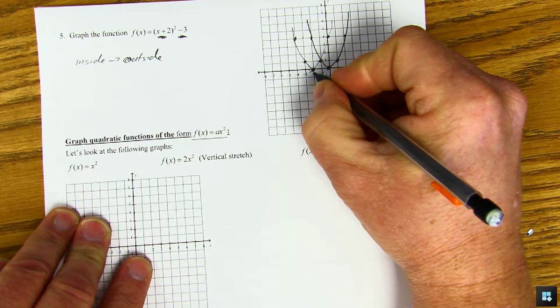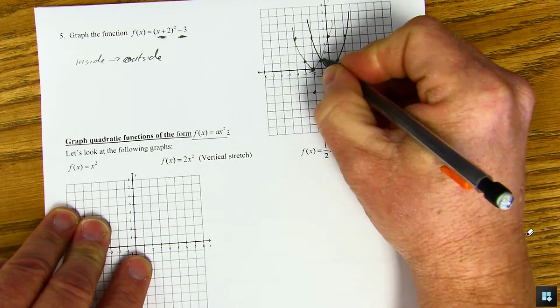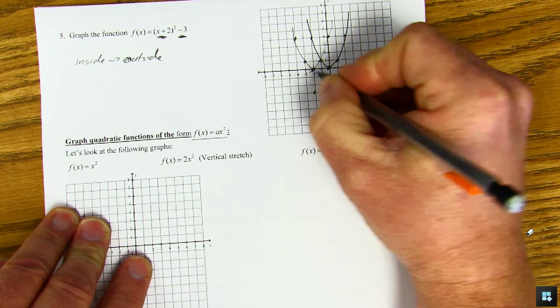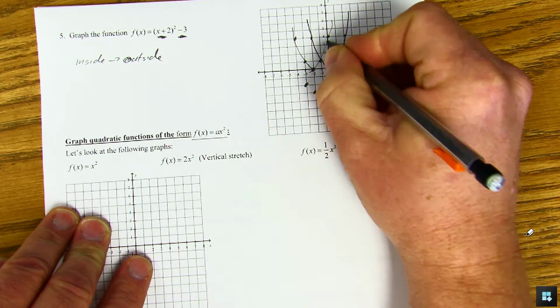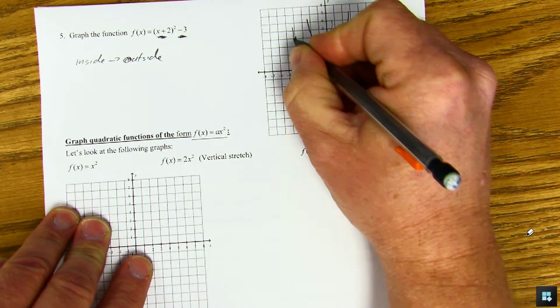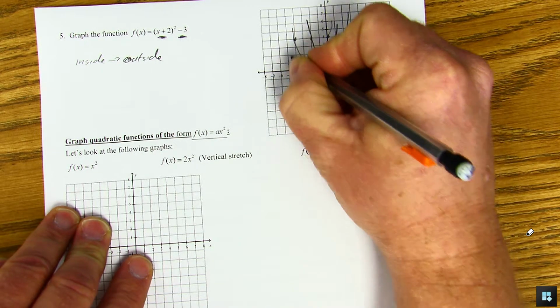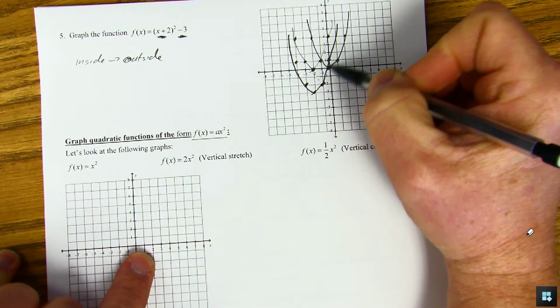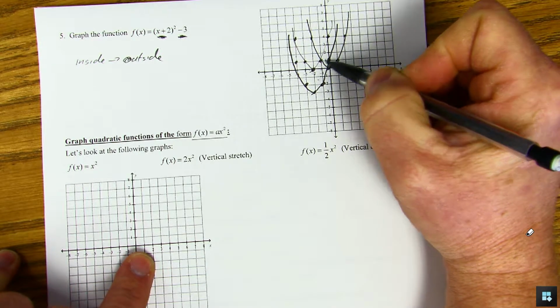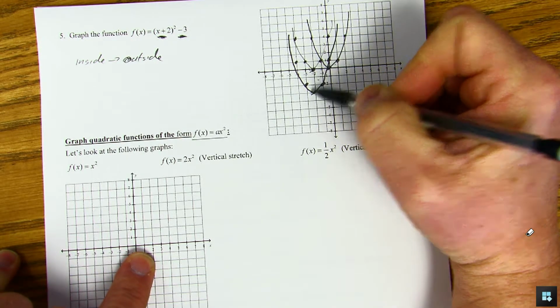So shift it down 1, 2, 3. Come down 1, 2, 3. And there is our new parabola. It looks just like the original, but shifted to the left 2 and down 3.